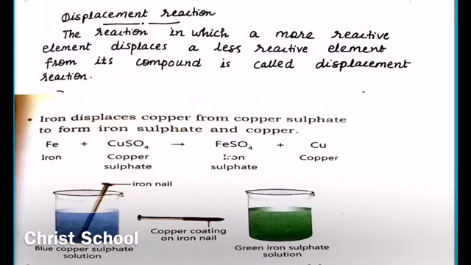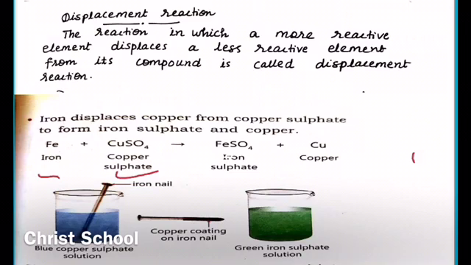We are going to consider this example, that is, iron displaces copper from copper sulphate to form iron sulphate and copper. So it is an example of displacement reaction. For this reaction, we need a beaker. From the figure you can see that first of all we need a beaker, and for this reaction we need two reactants: iron and copper sulphate.